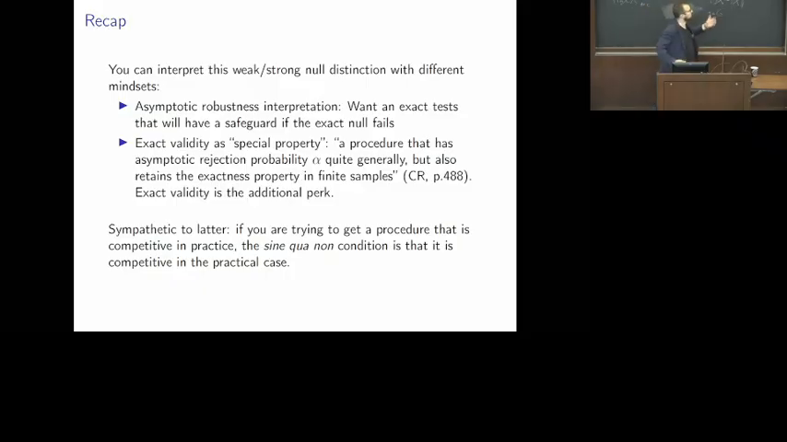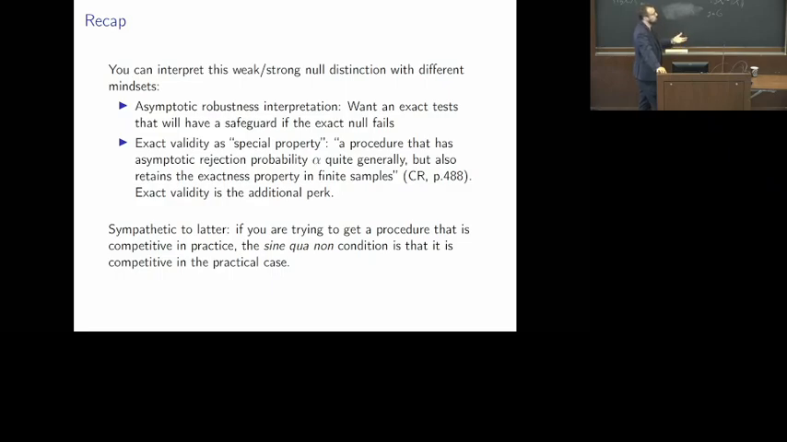And this is a little bit the discussion we just had. So you can interpret this weak and strong null distinction with two different mindsets. As we said, either asymptotic robustness, where you want the exact test and you want the weak null as a safeguard, telling you you still get asymptotic validity if the strong null fails, but n is large. Or you could think of exact validity as a special property: a procedure that has asymptotic validity at level alpha quite generally, so you think the weak null is typically satisfied in practice, but it retains exactness properties in finite samples. So that would be going the other way.